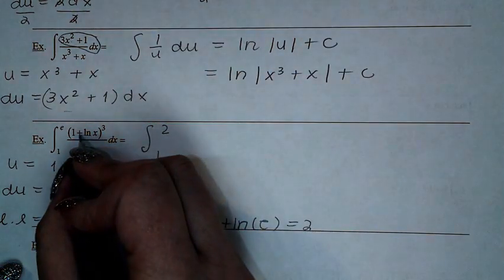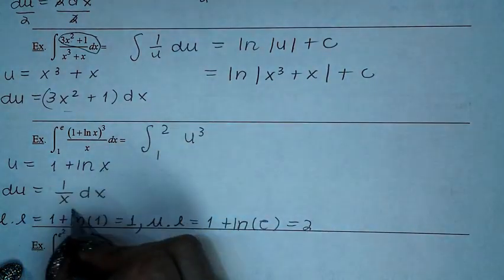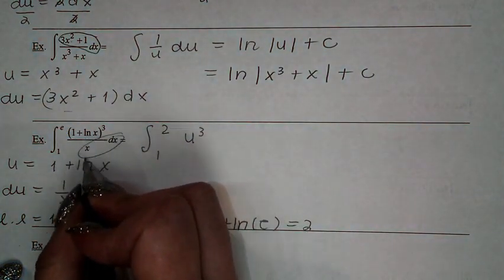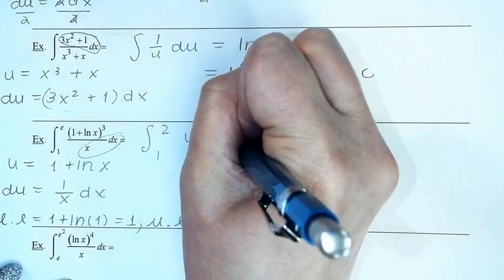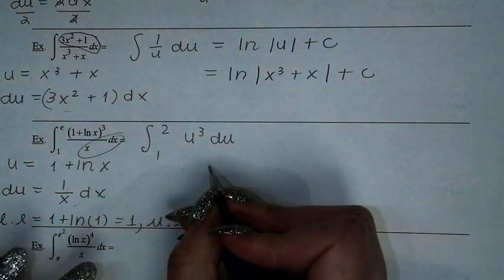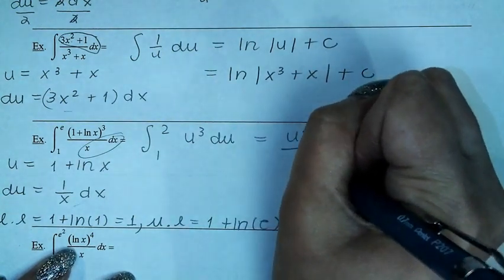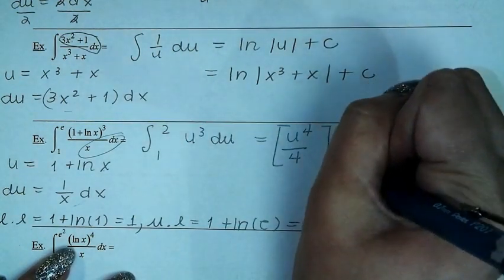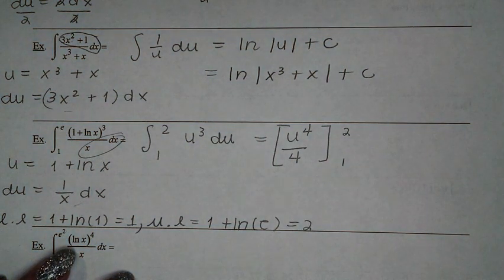And then you have that this is u power 3, and then the derivative, you can see that 1 over x dx is this one, so you can see it here, okay? So you have the du over here. Isn't that nice? So now this becomes pretty simple to integrate. This is going to be u power 4 divided by 4, so it becomes a simple one polynomial term there, okay? And you just plug the 2 and the 1.